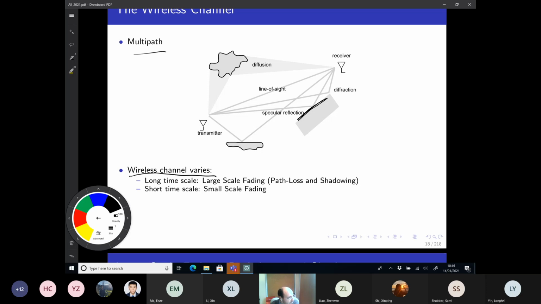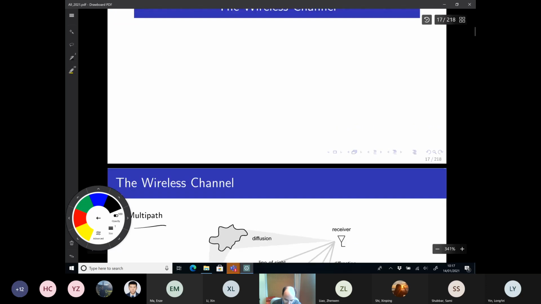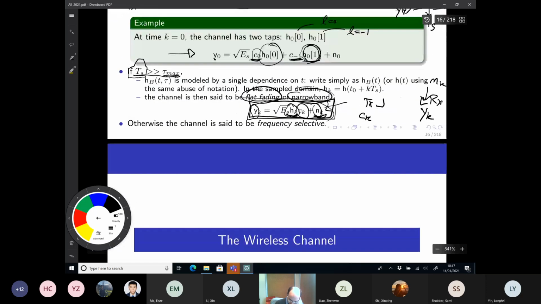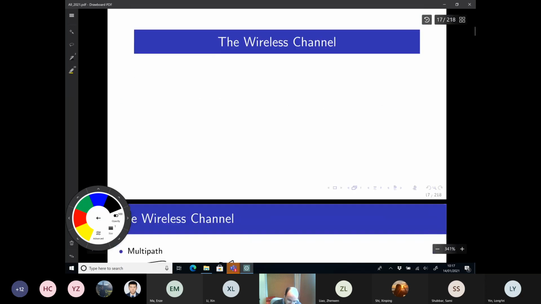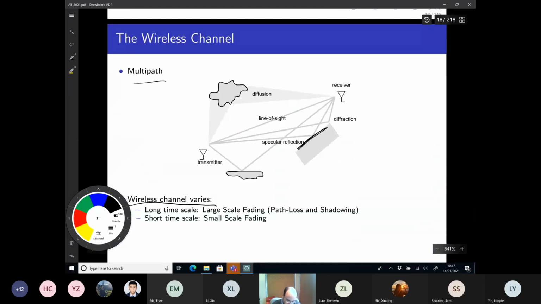It's mainly a function of how far you are from the transmitter. You can imagine if you're far away from the transmitter, your wireless channel, your h_k here, the strength of that quantity will be relatively small, right? That's quite natural. But this relates to the notion of large-scale fading, and this quantity will not change too much if you move around, because it's mainly a function of the distance.